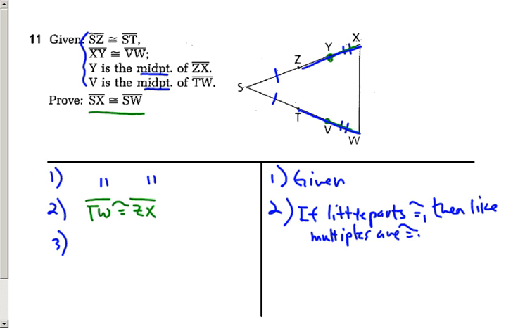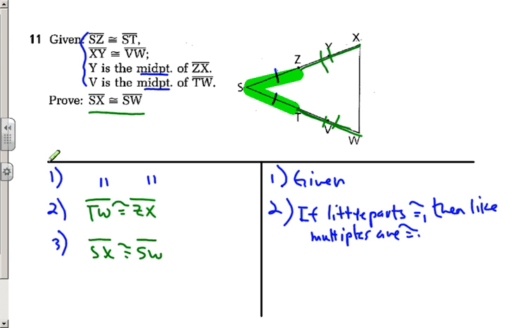I already know SZ and ST are congruent, so I'm just one short step away from proving what I want, and that is that SX is congruent to SW, because I now know that TW is congruent to ZX. I know this is just an addition property, so SX and SW are congruent because I'm just adding congruent segments here and here to the congruent segments here and here. So I get sums that are congruent. This is straight up addition property. So I hope that helps you with problem 11 from 2.6.